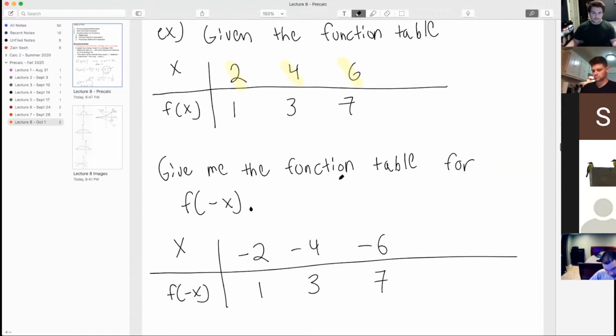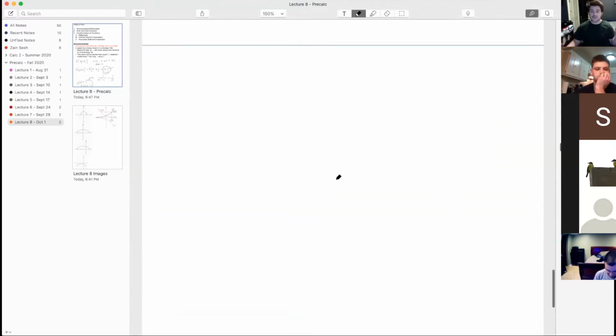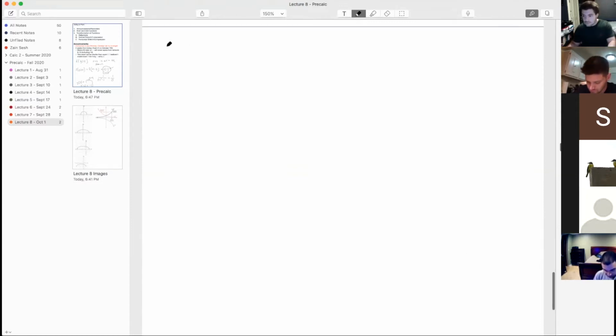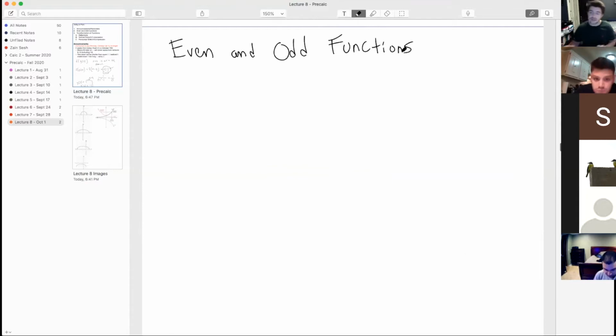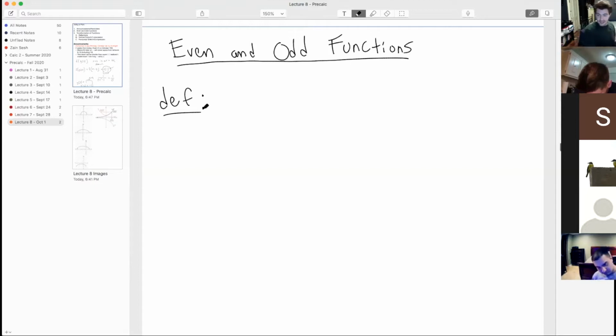All right. Nice. Now let's move on to even and odd functions, something very, very interesting. So just like how whole numbers can be even or odd, we can actually talk about functions being even or odd. Okay. All right. So we're going to start off with a definition. Let me just define what it means to be even or odd.